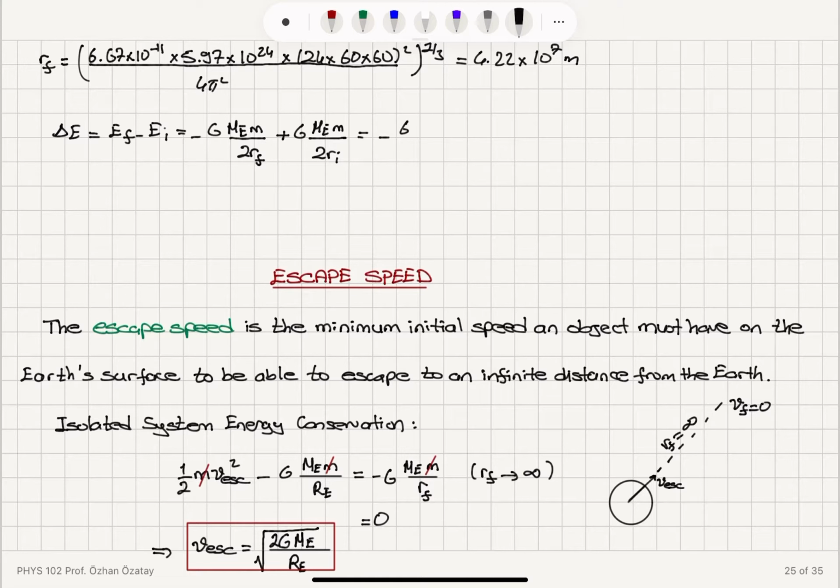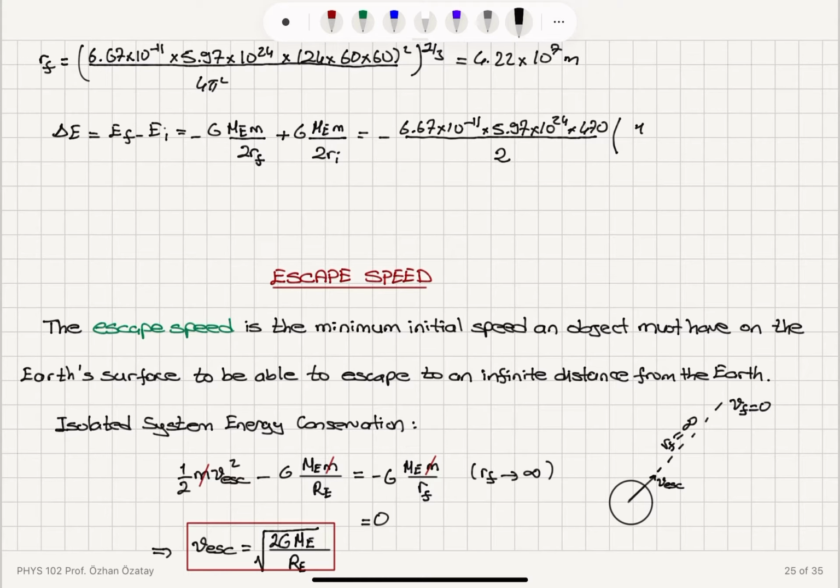So this will be minus 6.67 times 10 to the minus 11 times mass of the Earth 5.97 times 10 to the 24 kilograms times mass of the satellite 470 kilograms divided by 2, parentheses 1 over r final, because I put the minus sign here, this is going to become a plus now.